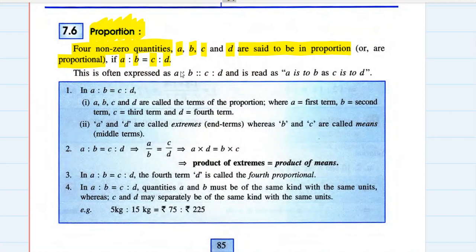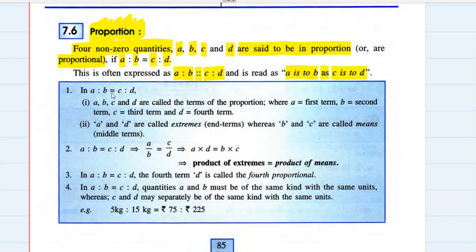And this is often expressed as A is to B is in proportion with, you see these two pairs of dots over here, that means is in proportion with, C is to D. It is read as A is to B as C is to D.